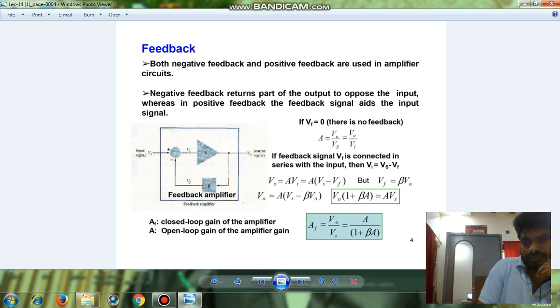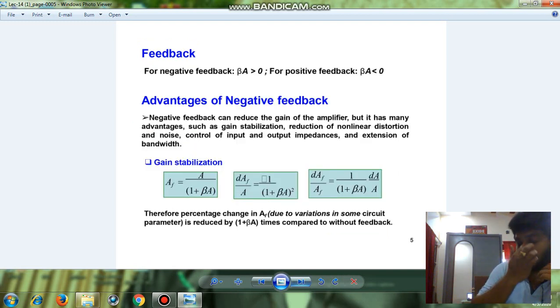This is the gain after feedback, AF, which is also called the closed loop gain, where A is just the open loop gain, or simply the gain of the amplifier. This is the expression for gain after feedback for a negative feedback amplifier, A by 1 plus A beta. In a similar way, we get the derivation for positive feedback also, but in the answer we get A by 1 minus A beta, which is an essential thing in the derivation and analysis of feedback topologies.